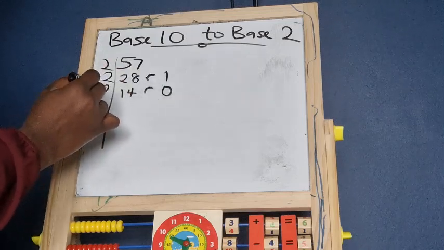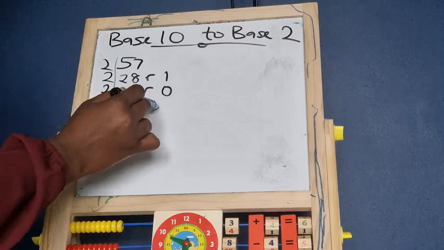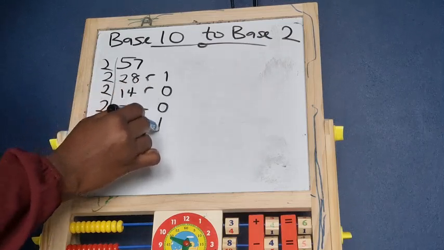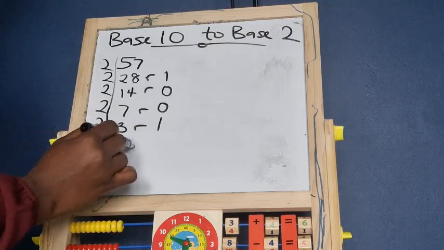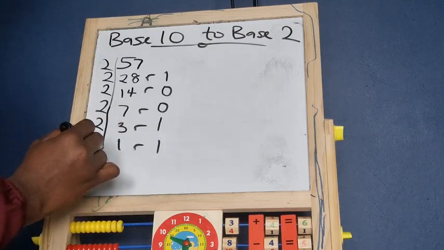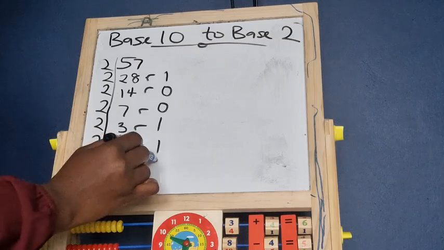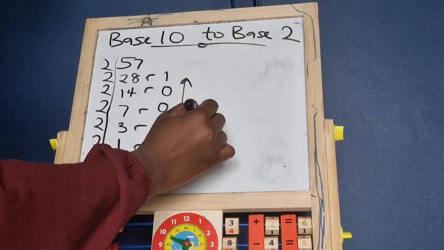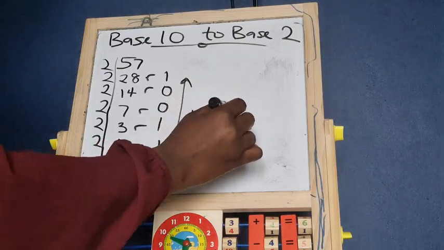0. 2 would go in 14 7, remainder 0. 2 would go in 7 3, remainder 1. 2 would go in 3 1, remainder 1. 2 would go in 1 0, remainder 1. So for this one now, it would be 1 1 1 0 0 1 base 2.